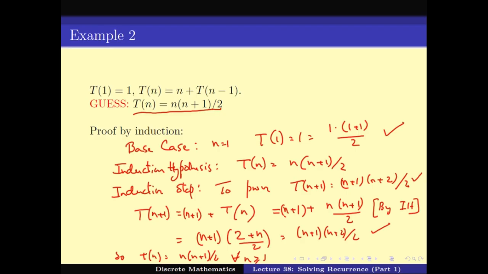Again, the idea is simple. If you can guess the value correctly for Tn, then you can prove what Tn is by induction. Right?